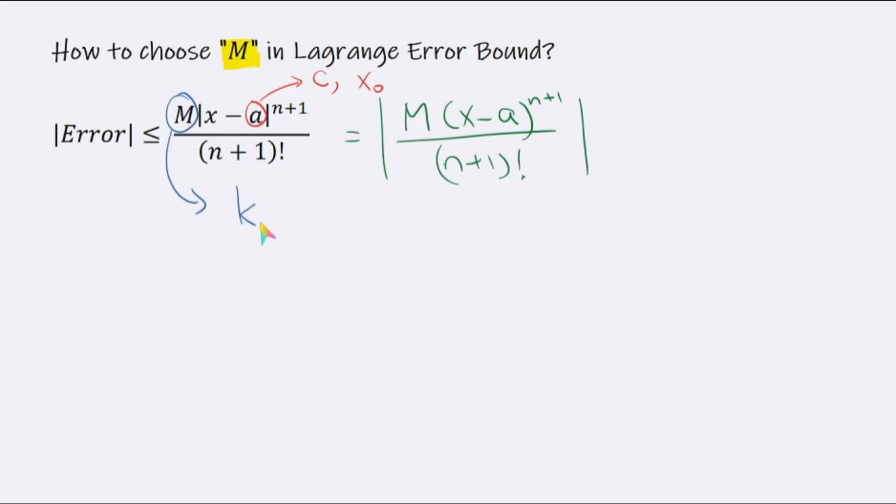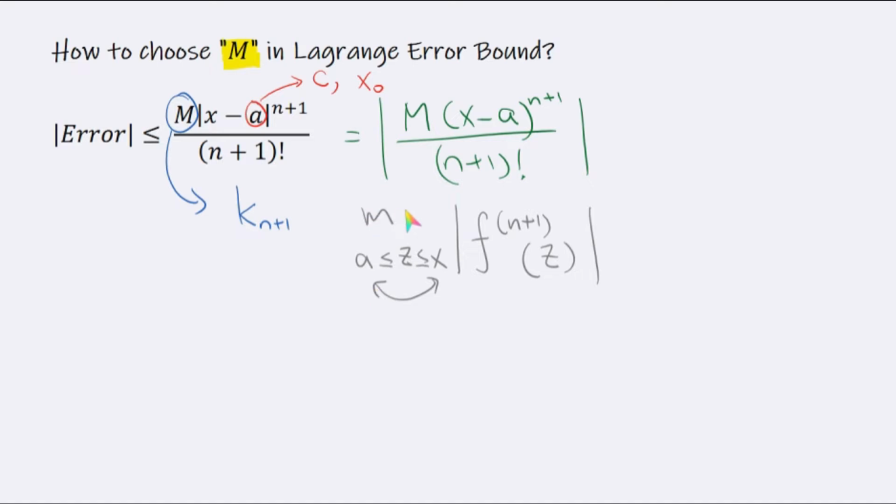So for the m here, sometimes people use k sub n+1 instead of m. They stand for an upper bound for the n+1th derivative of f on the interval between x and a. So x is the x value at which you are approximating your function, and again, a is the center. Sometimes the value of x could be less than a, so in this case, my inequality here will just become x is less than or equal to z is less than or equal to a.